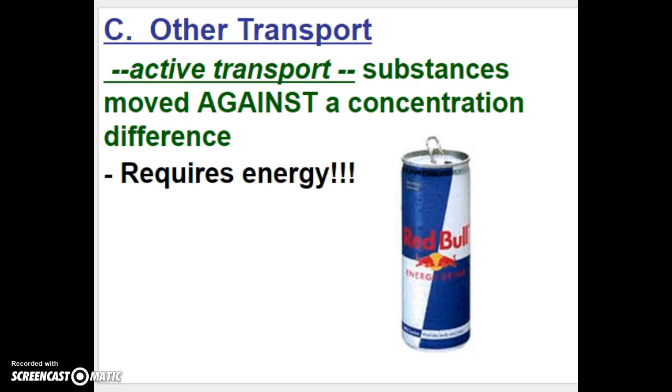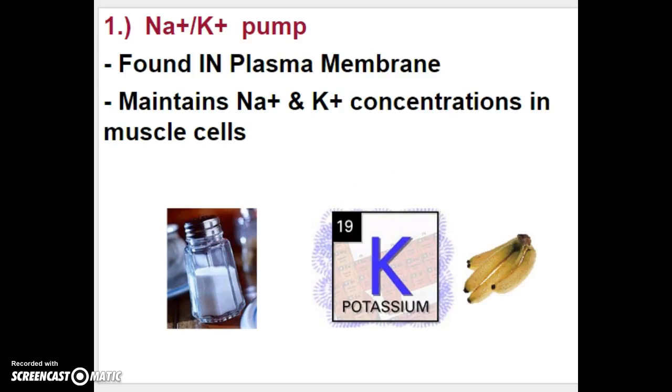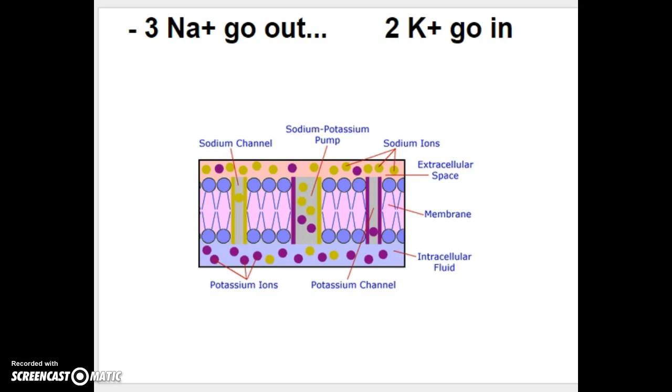Active types of transport. This is when substances are moved against a concentration difference. So the cell's going to have to put in energy for this. A particular type of active transport is the sodium-potassium pump. This is found in the plasma membrane. It helps maintain sodium and potassium concentrations, especially in your muscle cells. So 3 sodium atoms go out and 2 potassium atoms go in.